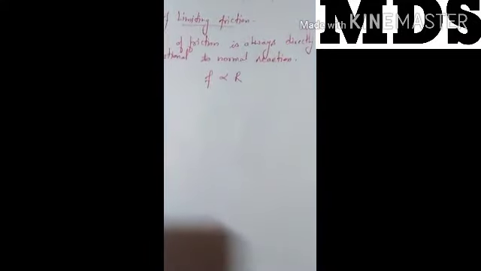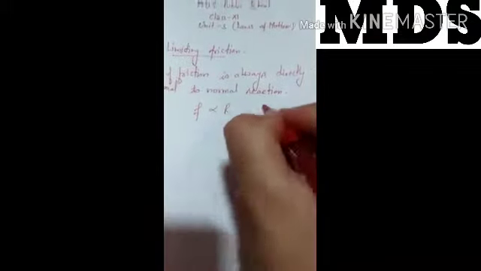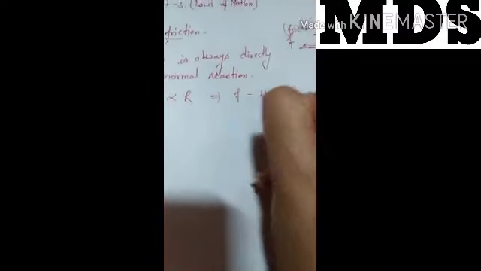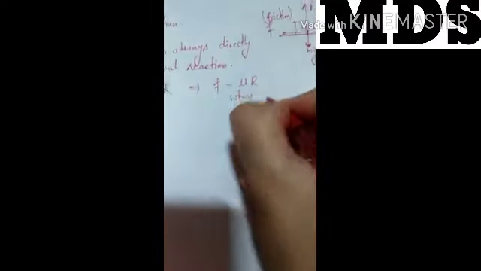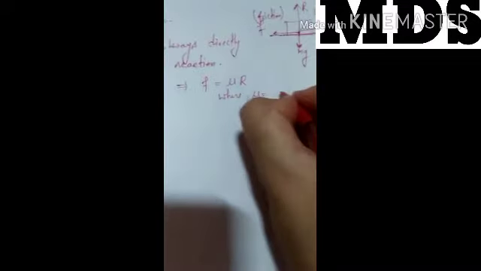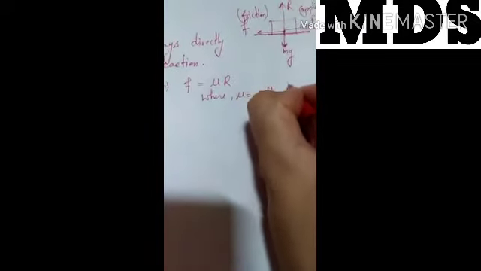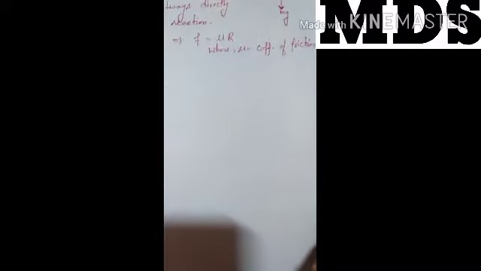Clear now? Then as we remove the proportionality sign, we take a constant. Then we can write F equal to mu R. Here we have taken this constant, where mu equals the coefficient of friction.